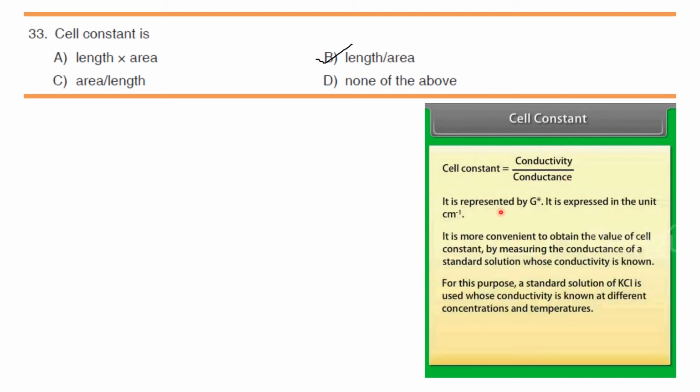And cell constant is usually represented by the symbol G star, and the unit of cell constant is centimeter inverse. That is, the unit of length is centimeter, area is centimeter square. So when you cancel out centimeter from the numerator and denominator, you will be left with centimeter in the denominator. So that is how you get centimeter inverse as the unit of cell constant. So this is a pretty simple question, and we make use of standard solution KCl for determining the cell constant. Okay, so let's move on to the next one.